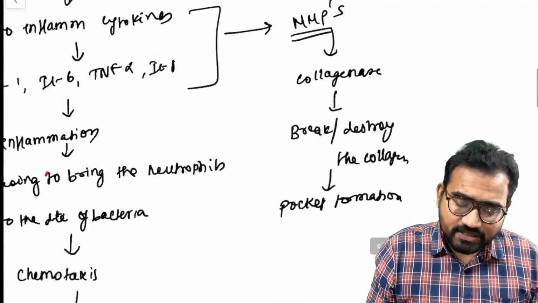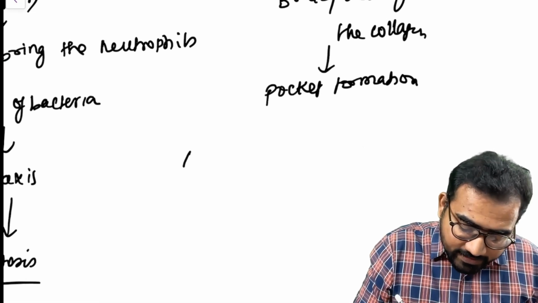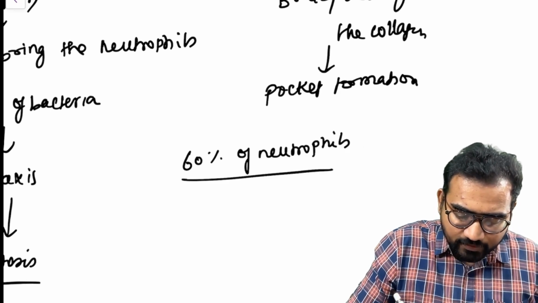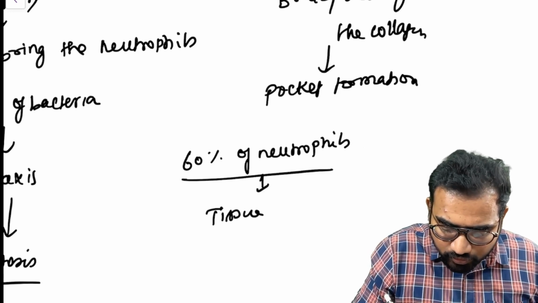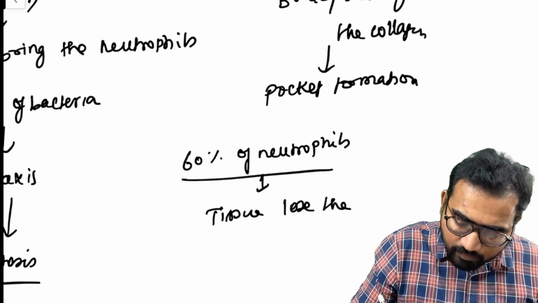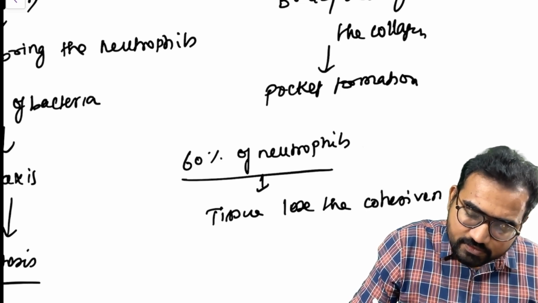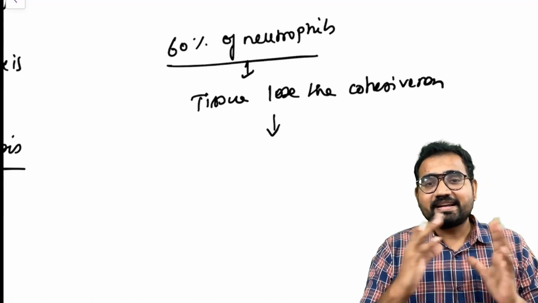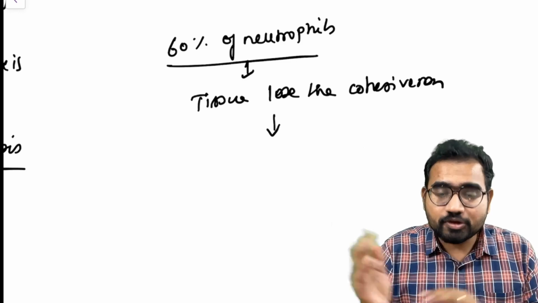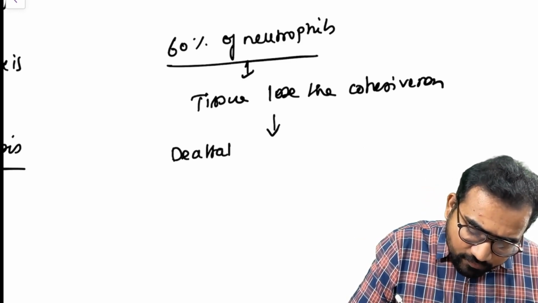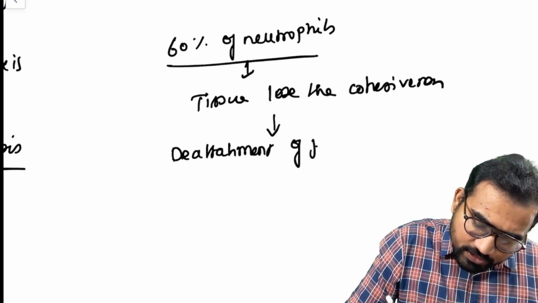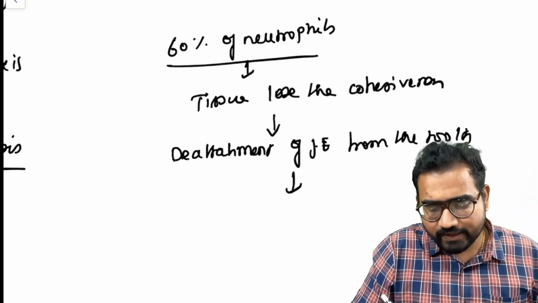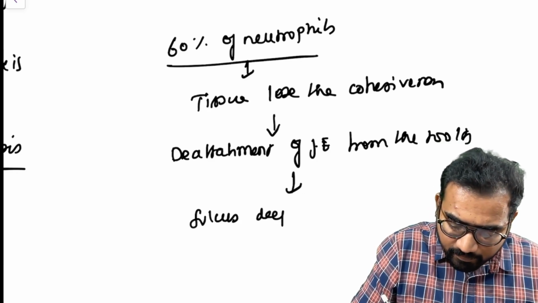when 60% of neutrophils have migrated to the area of infection, the tissue is going to lose its cohesiveness. Once the tissue loses the cohesiveness, that is going to result in detachment of the junctional epithelium from the tooth, right? Detachment of the junctional epithelium from the tooth. This is the reason why the sulcus becomes deepened.